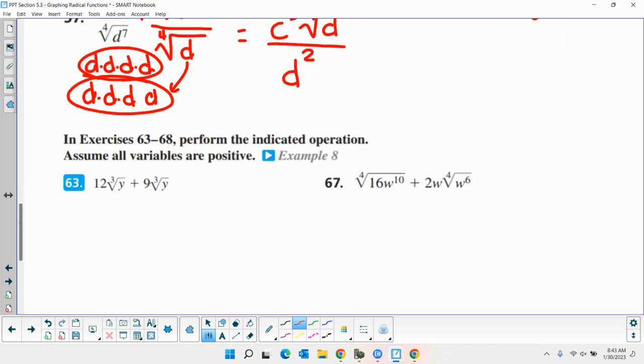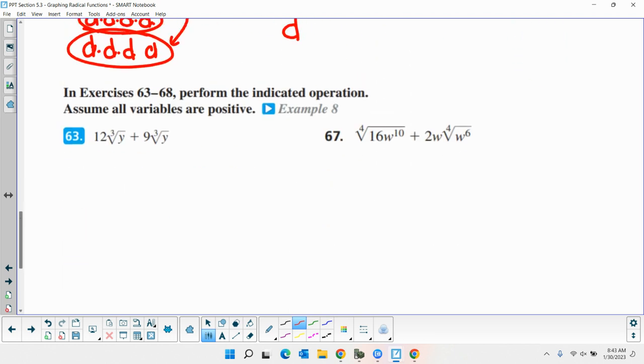All right, how about 63? Can I add those? Are they like radicals? Yeah. So what's 12 plus 9? It's 21, right? So it's just 21 cube root of y. That doesn't change that part. Just add the numbers out front. We call them coefficients out front, right? Now, 67, are those the same? No. But I could simplify and maybe then they'll be the same. Usually a lot of times that's what happens.